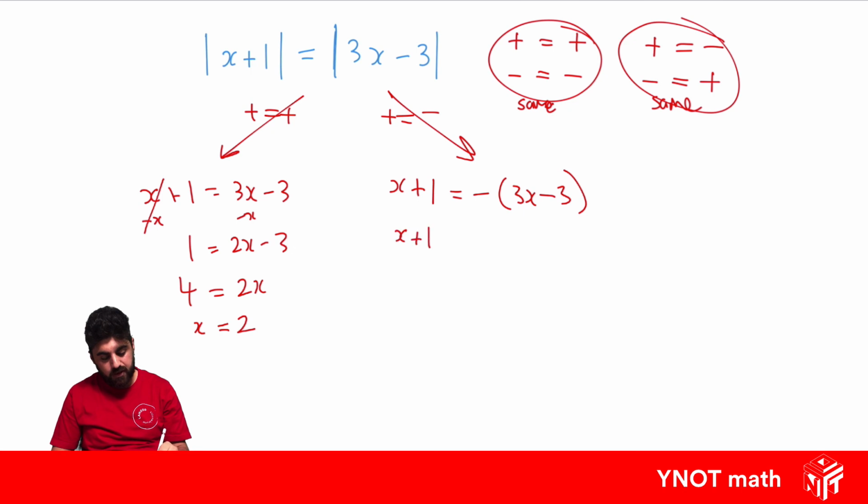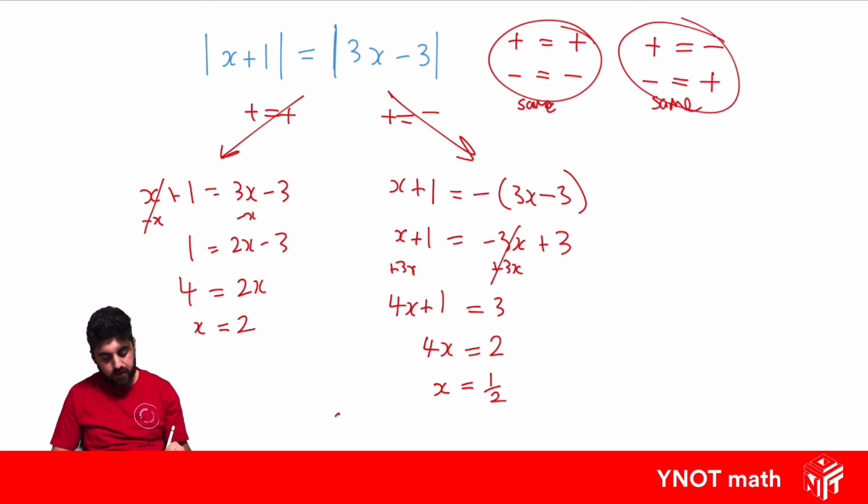We can expand this negative on this one. So we get minus 3x plus 3. Let's go ahead and plus 3x to both sides. So we get 4x plus 1 equaling 3. Minus 1 from both sides, then divide both sides by 4, will give us x equals a half. So we get therefore x equals a half and x equals 2 as our final answer.